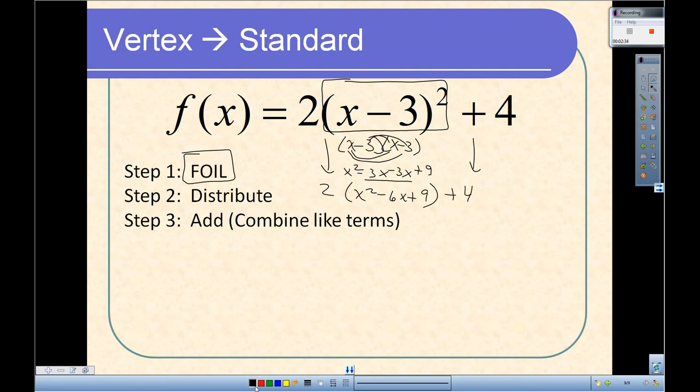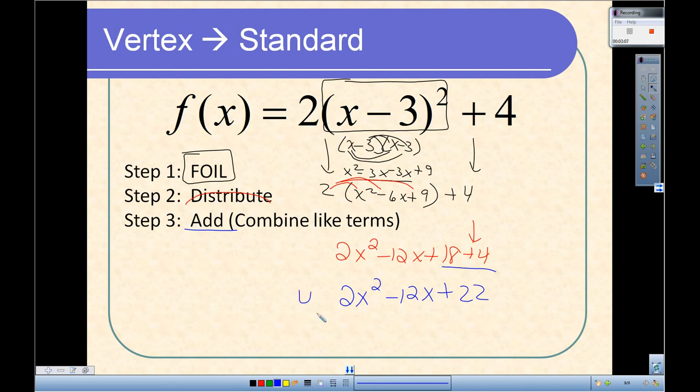The next thing I'm going to do is distribute. I'm going to distribute this 2 to each of those terms. So I'm going to get 2x squared minus 12x plus 18, and then just bring down the plus 4. I don't distribute that 4 with that 2. Finally, I'm going to add my like terms. I notice that I have an 18 plus 4, so that gives me 2x squared minus 12x plus 22. And I can just put y equals. I'm going to pause for a second.